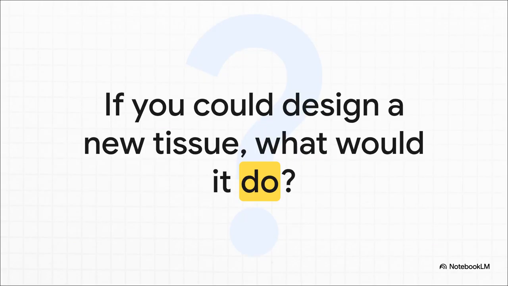So, let's wrap this up with a fun thought experiment. We've seen over and over again today that in biology, structure is everything. The way something is built determines what it can do. So, if you could be an engineer for the human body, what new tissue would you design? What new ability would you give us? And what would its cells look like to make that happen?